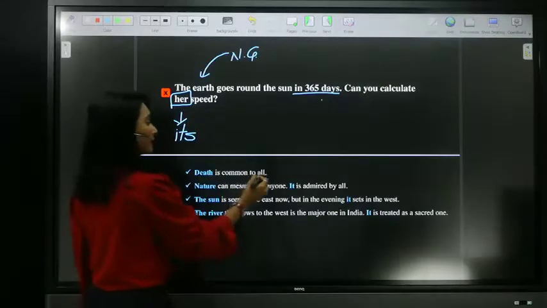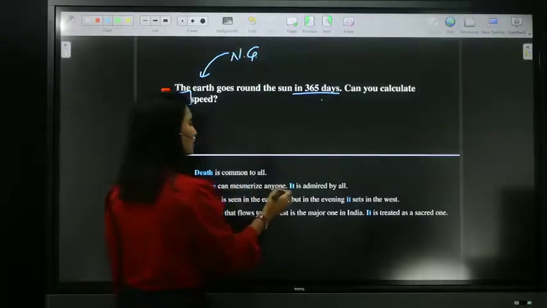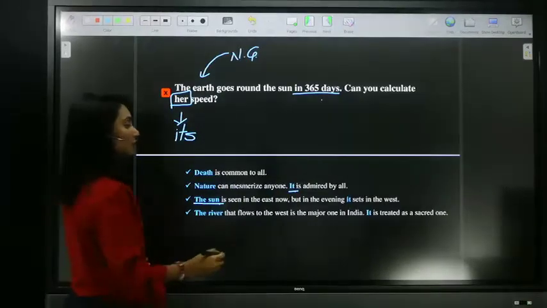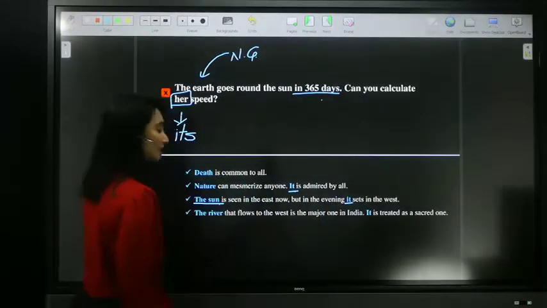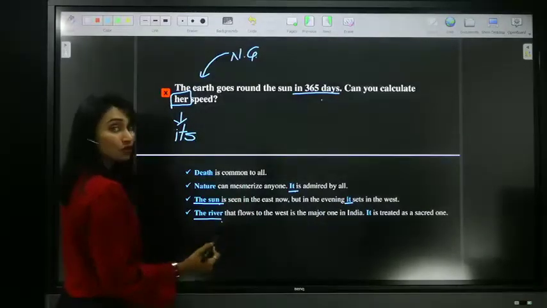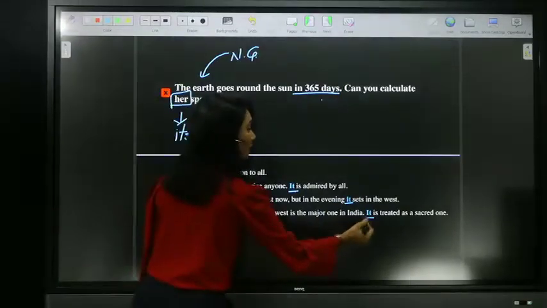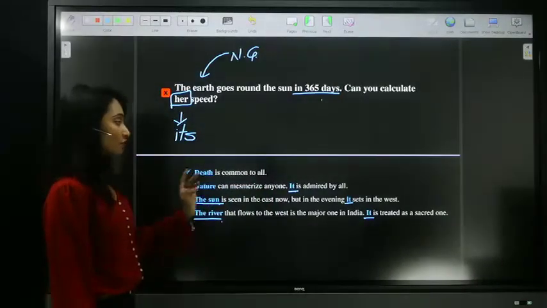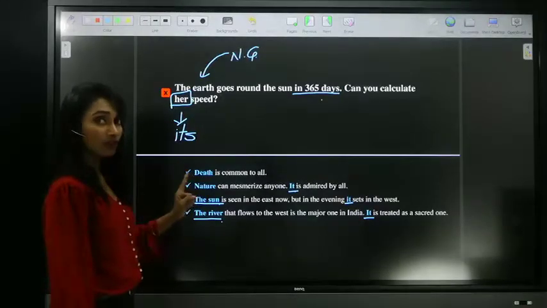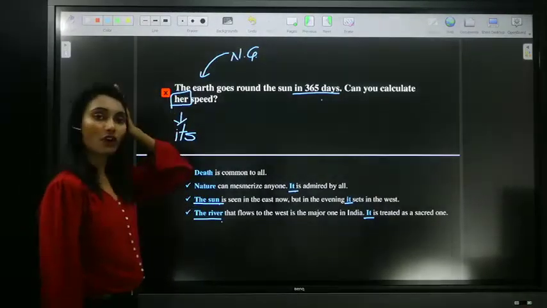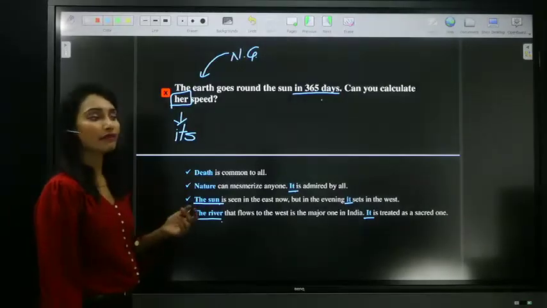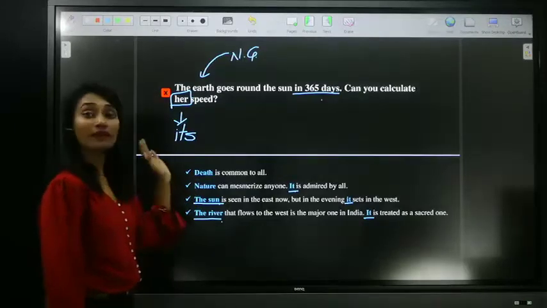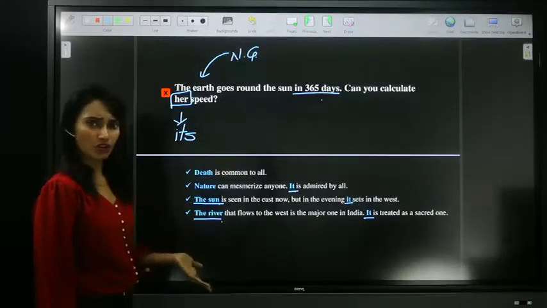Look at this. That is common to all. Nature can mesmerize anyone. It is admired by all. The sun is seen in the east now, but in the evening it sets in the west. The river that flows to the west is the major one in India. It is treated as a sacred one. So I hope it is clear to you. So remember, when we didn't personify, it comes under neuter gender, objects of non-living beings. When they are not personified, they come under neuter gender. Only when personified, we can give gender, right?